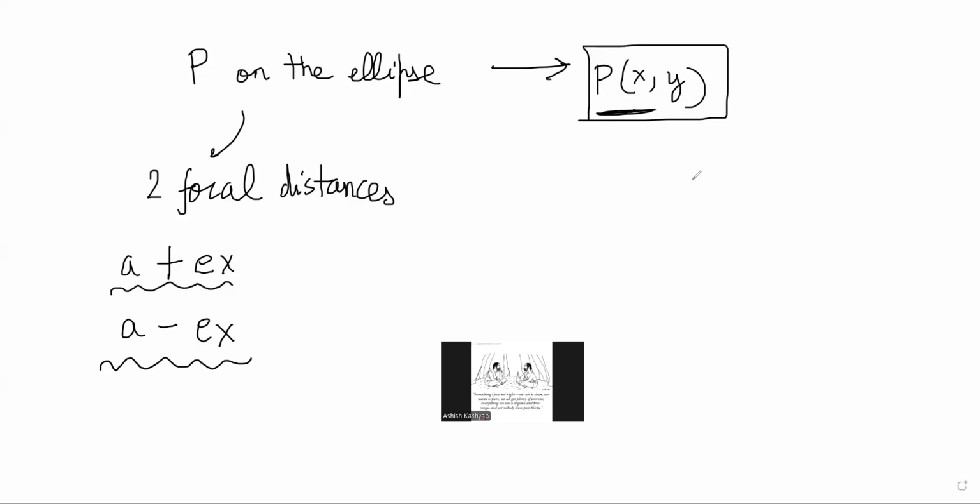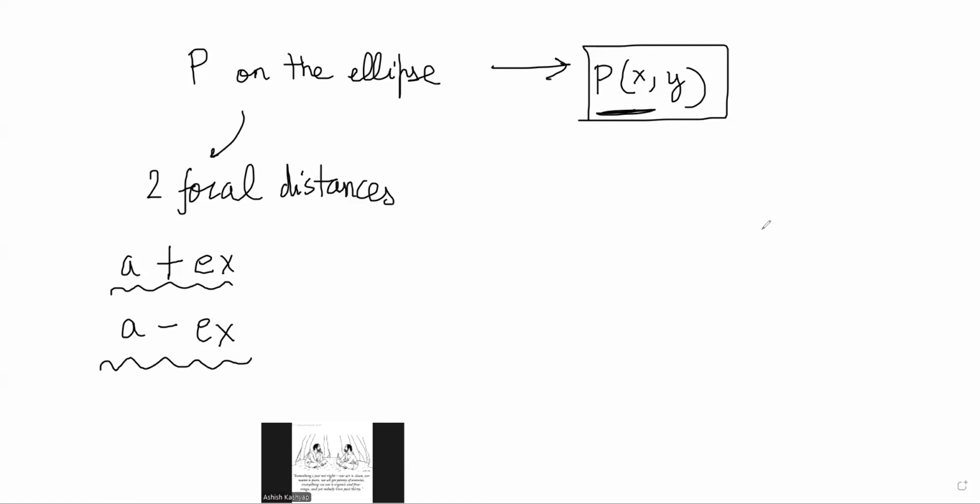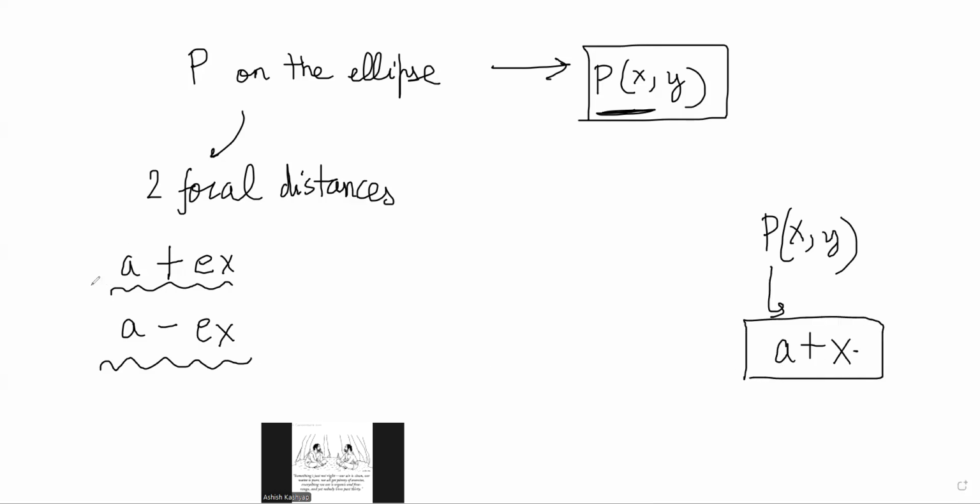Remember, we had done something similar when we discussed parabola. And in parabola, I had said the focal distance of x comma y was a plus x, right? And that fits in nicely with this. Here, e is not equal to 1. In a parabola, e was equal to 1. So actually, a plus ex works out there also, right? But here e is not equal to 1, and you have two different foci, so you have these two distances. You should always remember how to find the focal distance of any point on an ellipse, right?